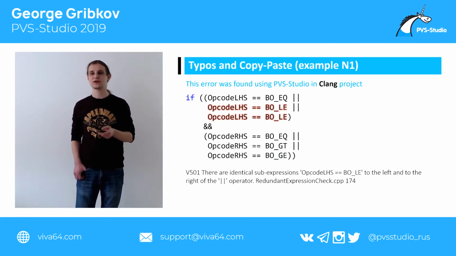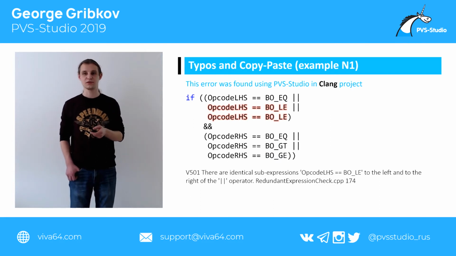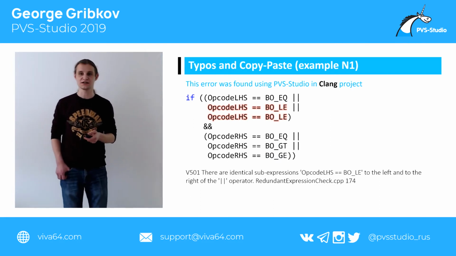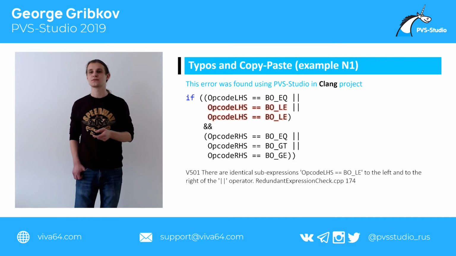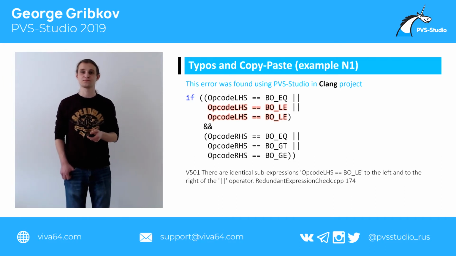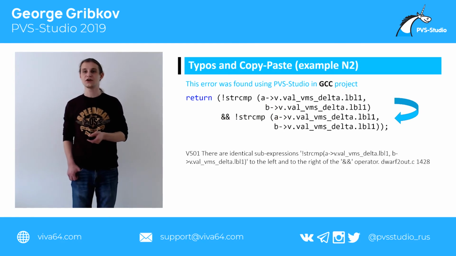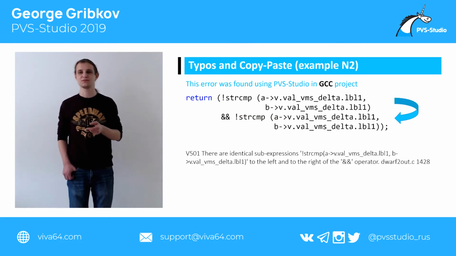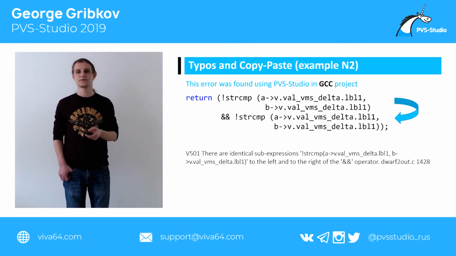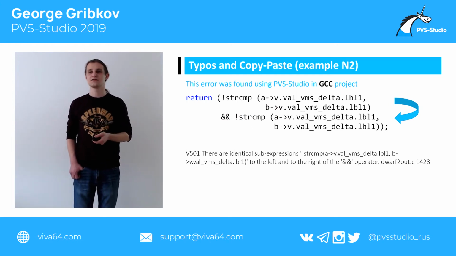Look, here apparently the hand of the programmer trembled and the same thing was checked twice, although, of course, another constant should be used. This is the Clang project. Or here, for example, strcmp is copied twice. The programmer had to fix something, but didn't. And we see what we got. This error was found in the GCC compiler.